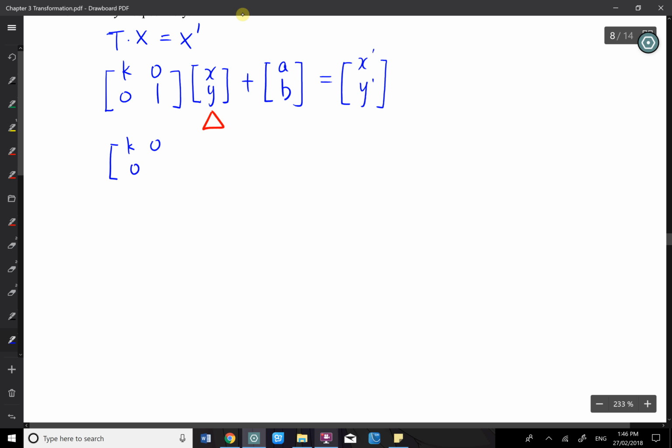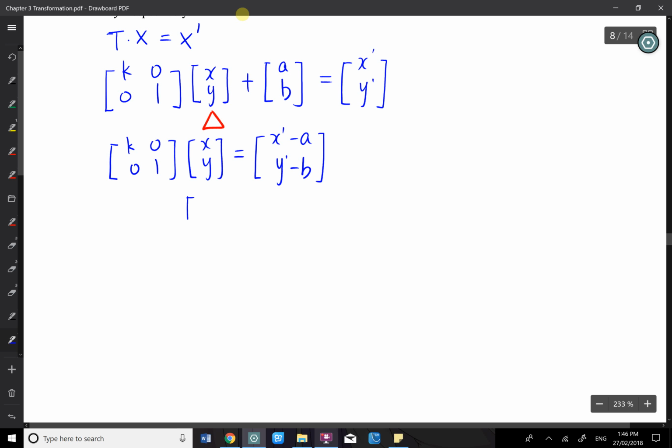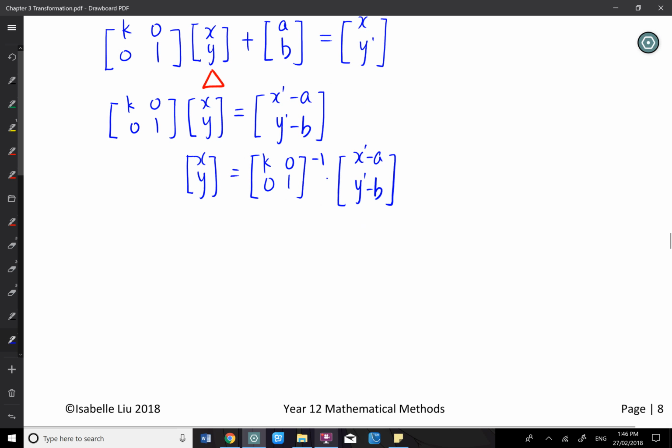First of all, I need to subtract. It will have x dash minus a and y dash minus b. But this is not a 2 times 2 matrix. This is still a 2 times 1 matrix. X dash minus a is a number. And then xy will equal the inverse times it, with the inverse into the front. Okay, again into the front, not at the back.